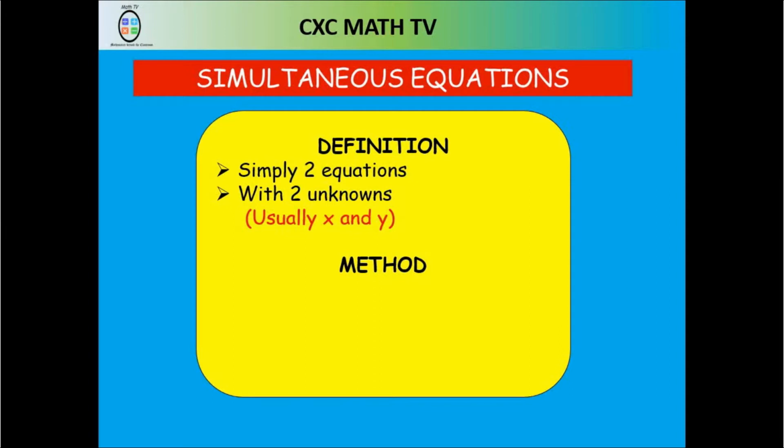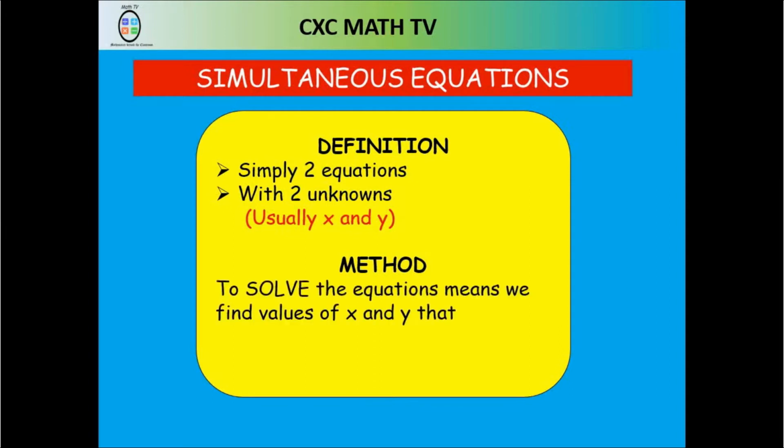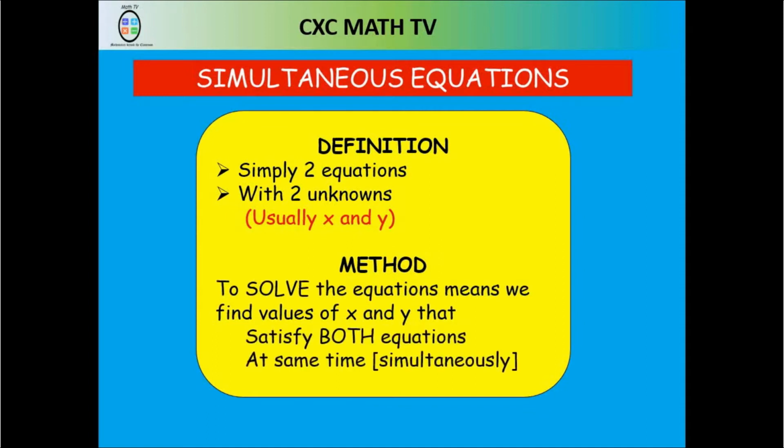Now, there are different methods that we're going to apply to solve simultaneous equations. The two methods we're mainly going to focus on in this video are the substitution method and the elimination method. When we say methods to solve simultaneous equations, we mean how we are going to find the values of x and y that will satisfy both equations at the same time. That's the meaning of simultaneously.